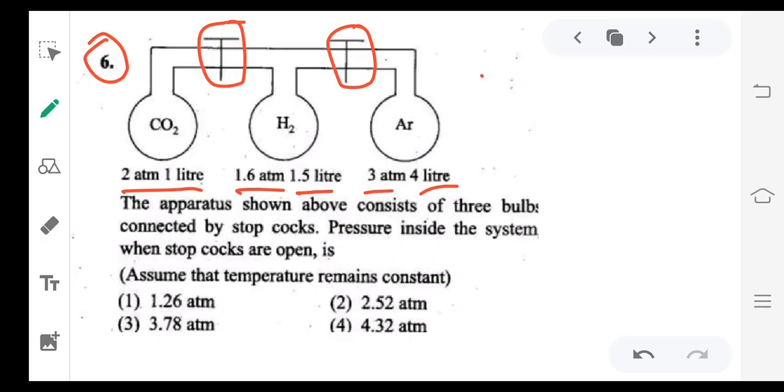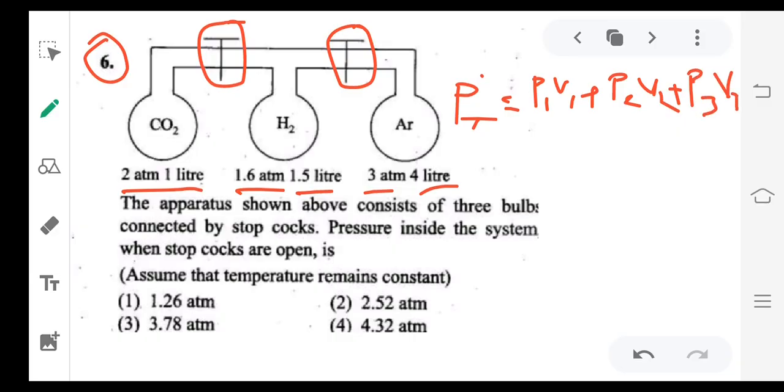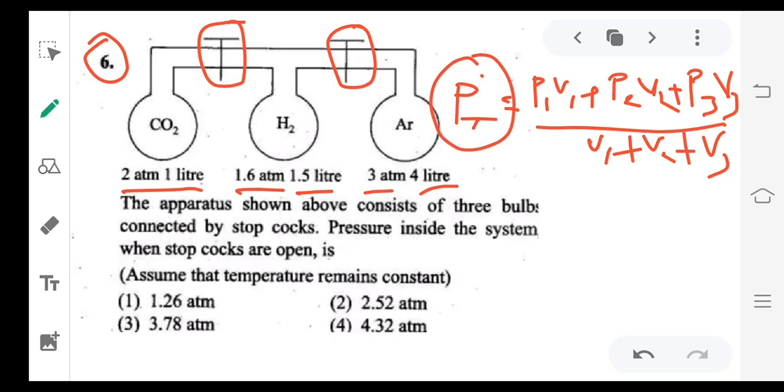When we are connecting all bulbs, the final pressure is calculated using the formula P1V1 plus P2V2 plus P3V3 and so on. Here there are only three containers, that's why I have taken up to 3. Divided by the total volume, you will get the final pressure. So you can solve by substituting values in this formula.